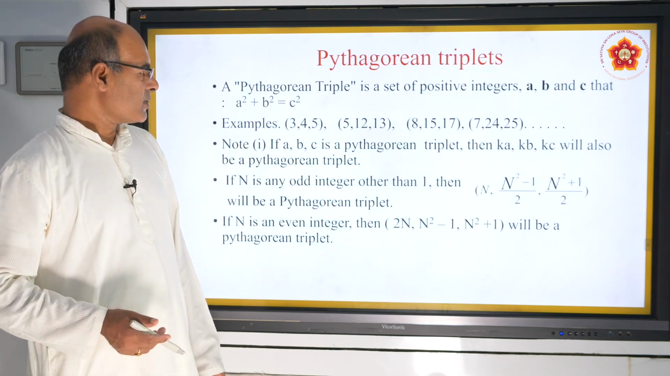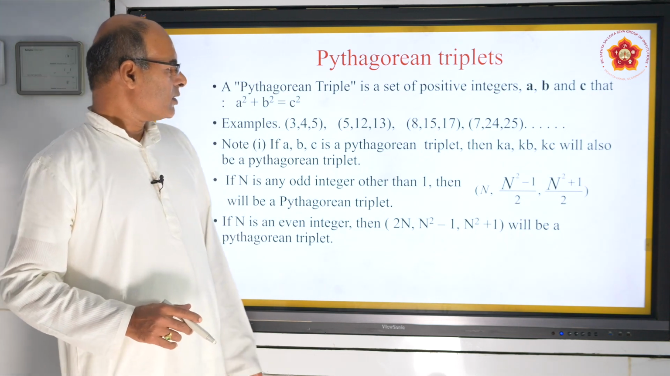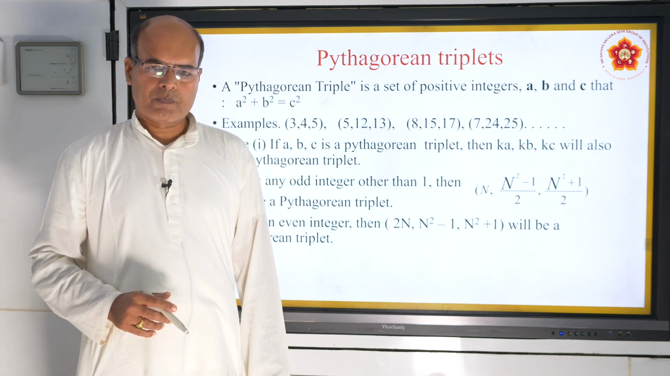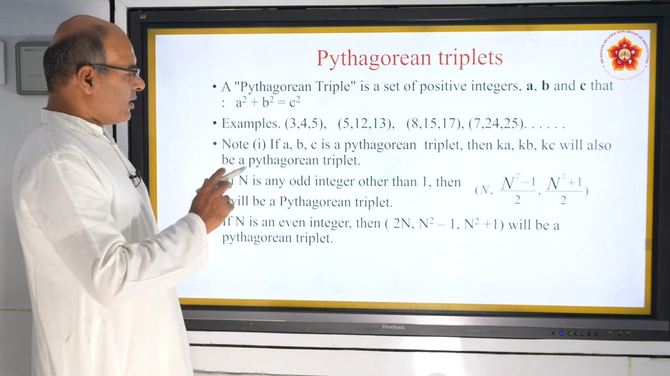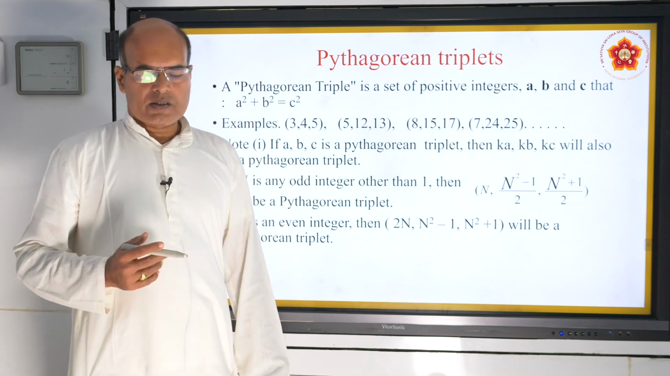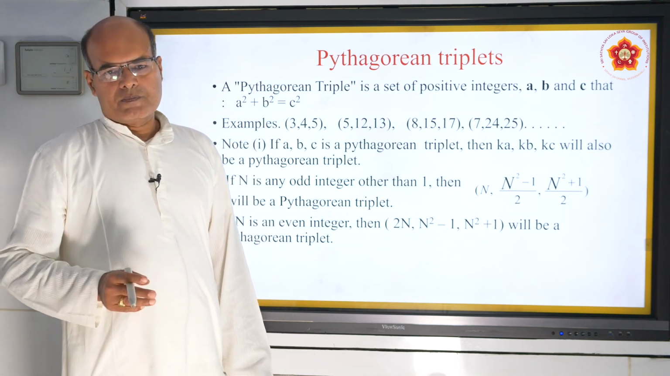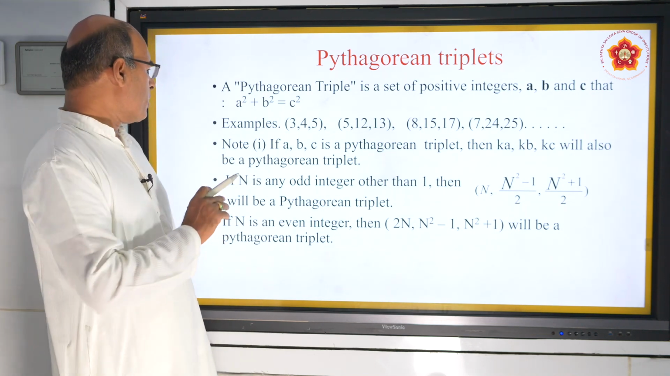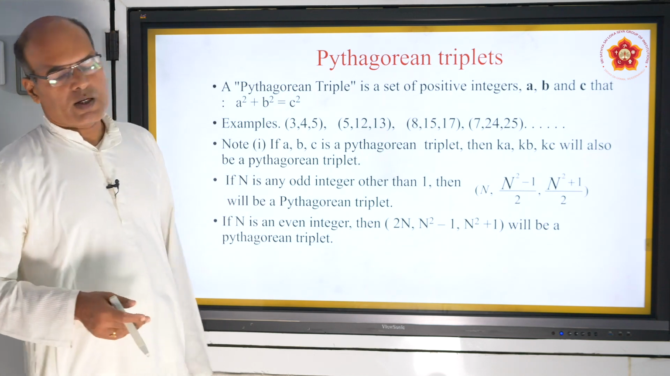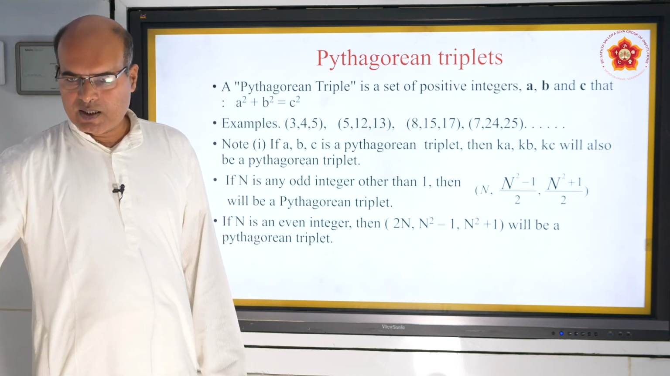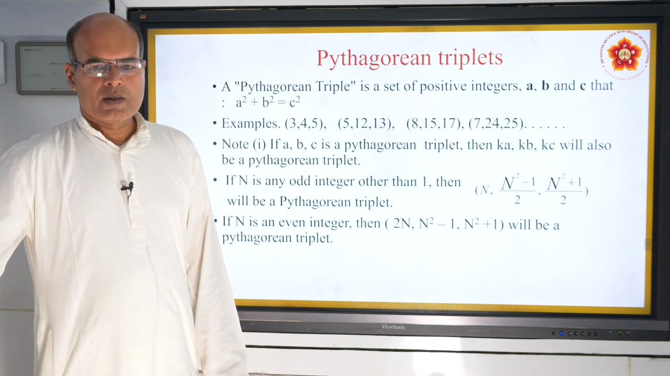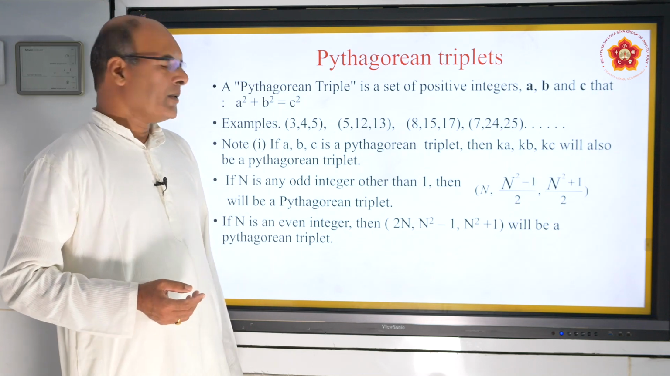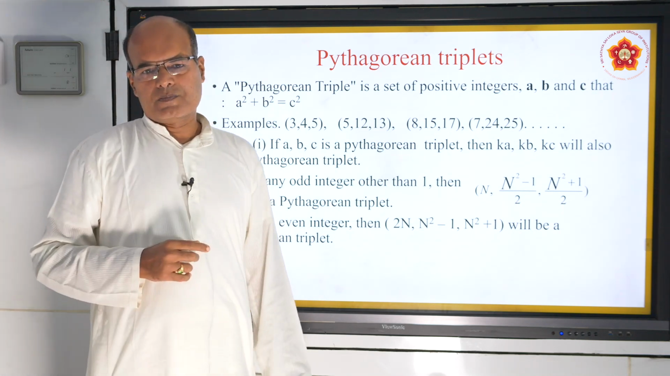So now go to the problems. Before that, understand a fact: Pythagorean triplets, or triples. Pythagorean triplets are integers in the form of a, b and c such that a square is equal to b square plus c square, or a square plus b square is equal to c square. If three integers are such that the sum of the squares of the first two integers is equal to the square of the third integer, then they are called Pythagorean triplets.